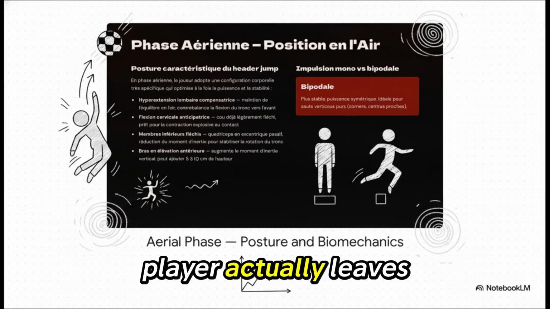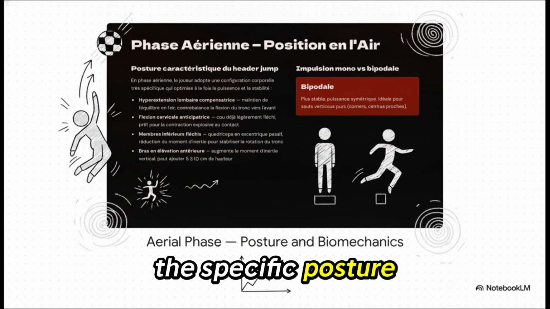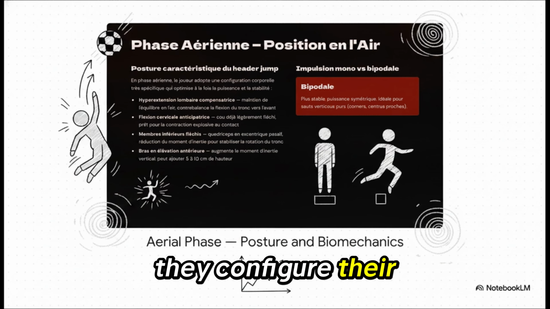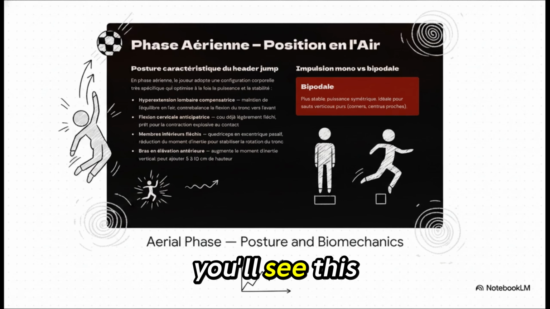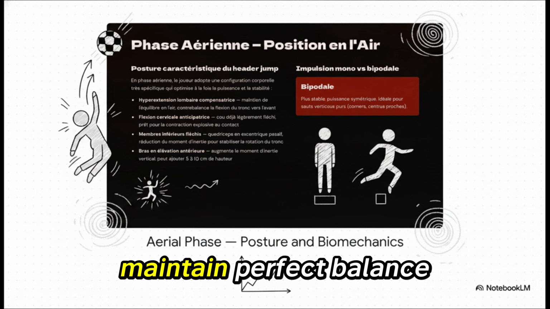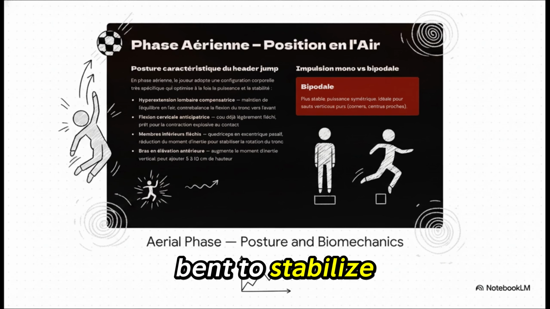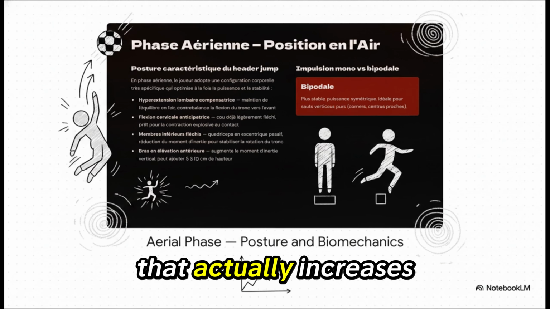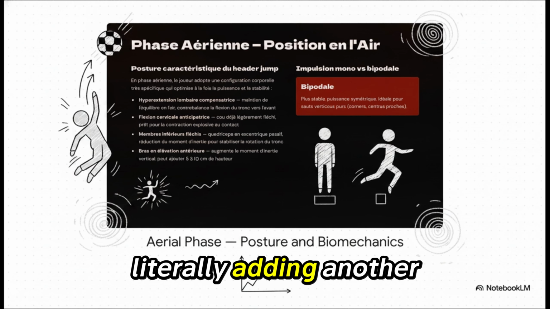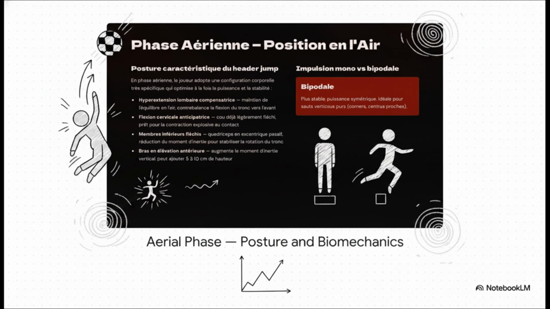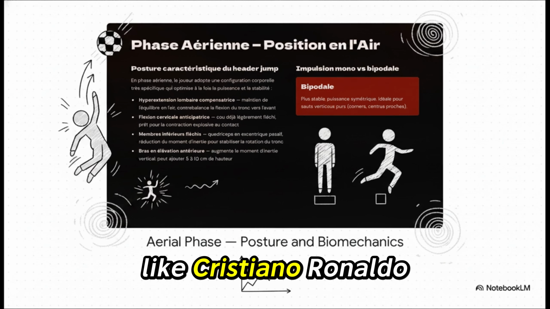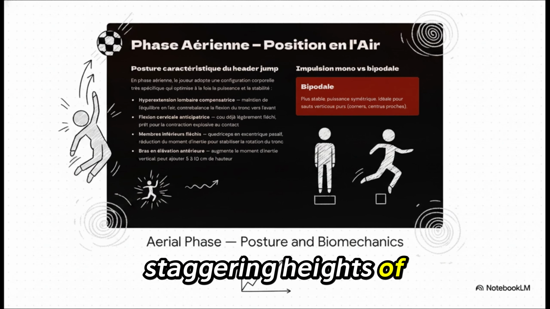And once the player actually leaves the ground, well, look at the specific posture elite athletes adopt. They don't just lazily float up there, they configure their bodies like a coiled spring. You'll see this compensatory lumbar hyperextension, basically arching the lower back, to maintain perfect balance. The knees are bent to stabilize any rotation, and notice how the arms are elevated forward? That actually increases their vertical inertia, literally adding another 5 to 10 centimeters of height. This precise biomechanical coordination is exactly what allows players like Cristiano Ronaldo to reach those staggering heights of over 2.9 meters.